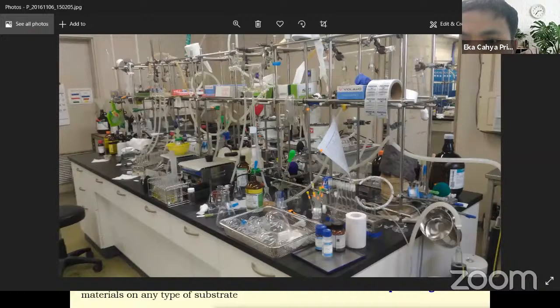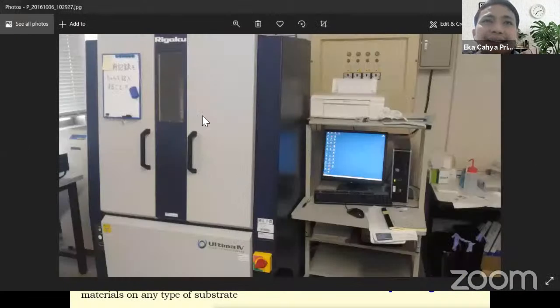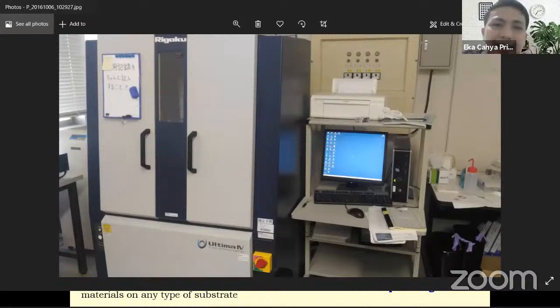Here, this is XRD equipment, a real XRD equipment in the lab. The price is 4 billion, this is expensive.